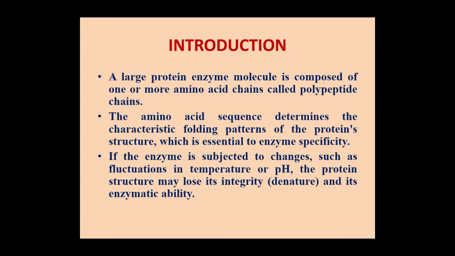A large protein enzyme molecule is composed of one or more amino acid chains, which are called polypeptide chains. The amino acid sequence in a polypeptide chain determines the characteristic folding pattern of the protein structure, which is essential to enzyme specificity. If the enzyme is subjected to changes such as fluctuation in temperature or pH, the protein structure may lose its integrity. That means it becomes denatured and it also loses its enzymatic ability.